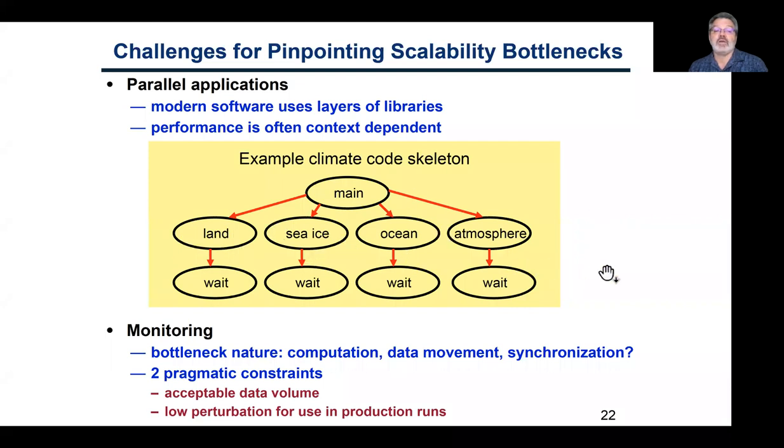So for us, what we want to be able to do is understand these bottlenecks no matter what they are, whether computation or data movement or synchronization, we don't know. And the constraint we have is that we have to have a low data volume. We can't be recording everything that the application does, because otherwise we'd perturb your execution too much. If we perturb the execution too much, we're changing the behavior, and also it's going to make it not useful in large scale runs.